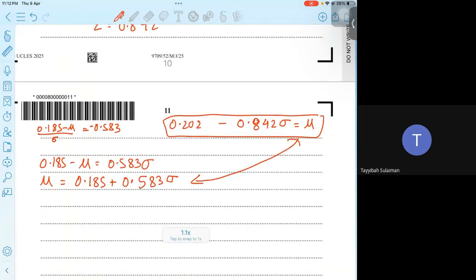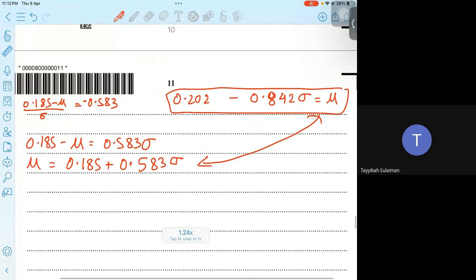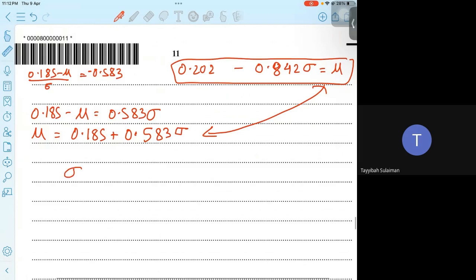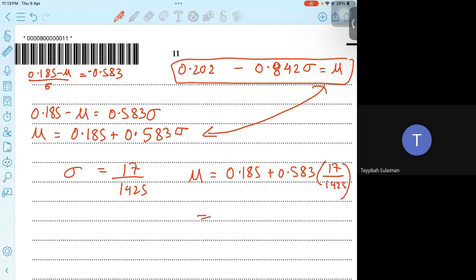Okay, lovely. So if we just equate them as simultaneous equations, I think that is very easy. You can also do it in a calculator. Can you please check if you get sigma to be 17 over 1425, and then the corresponding value of mu should be 0.185 plus 0.583 into 17 over 1425. So it should be 0.1.